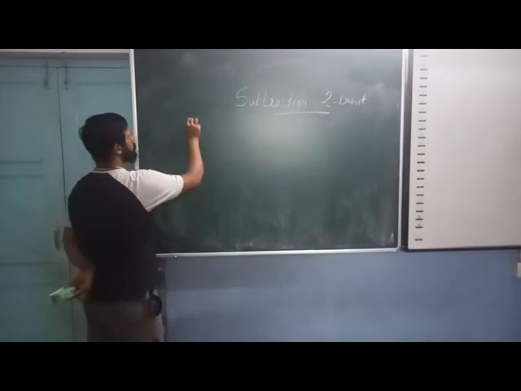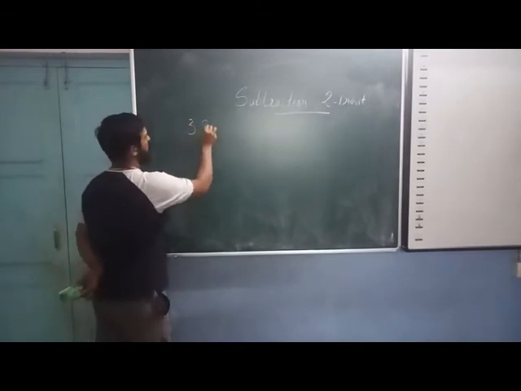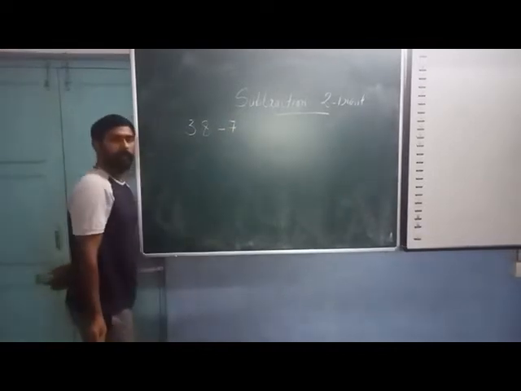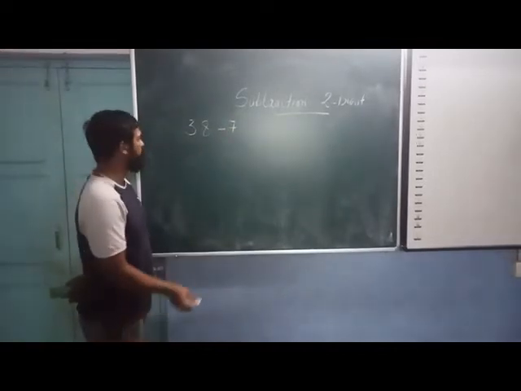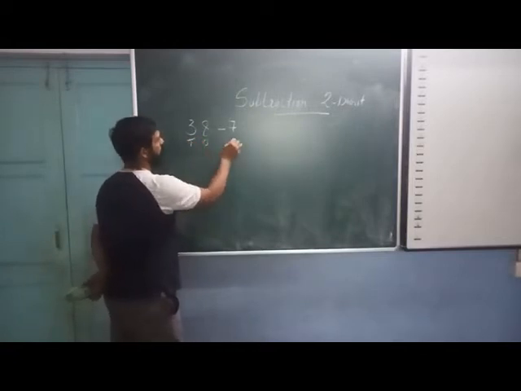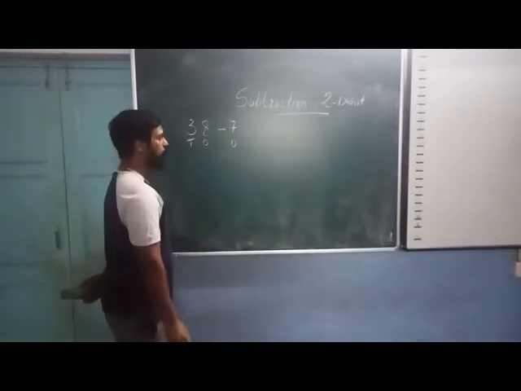38 minus 7, what will you get? If you subtract a 1-digit number from a 2-digit number, how do we do it? It has ones and tens, here only ones. Let us see.